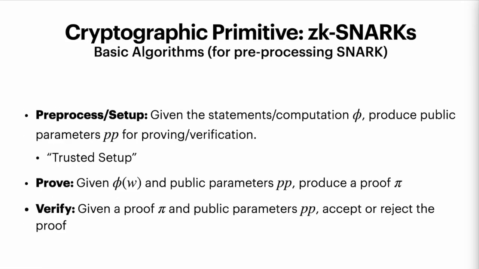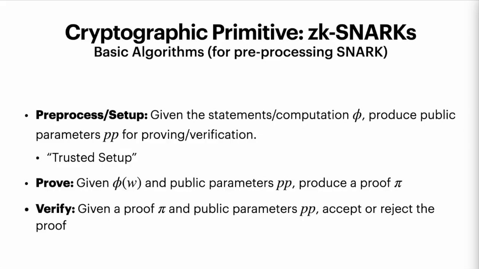So for a pre-processing SNARK, we have this additional stage, this additional algorithm called the pre-processing or setup. Given the statements that we want to prove, phi, we need to produce some public parameters that we're going to use for proving and verification.